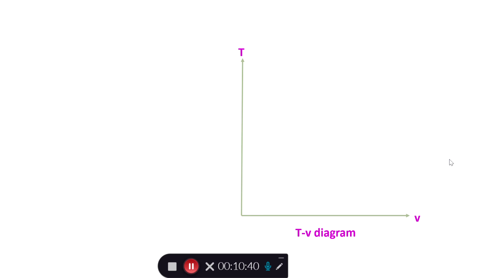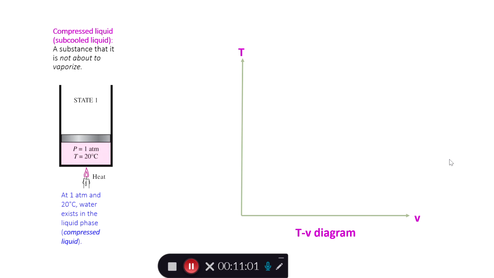Okay, it will be useful if you have a piece of paper and a pen now to try and sketch this yourself, because you have to sketch diagrams whenever you answer assignments, tests and the final exam. So it will be great to start practicing now. So the TV diagram has temperature on the y-axis and volume on the x-axis.